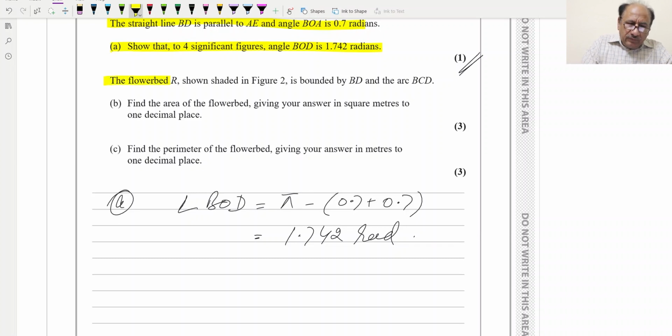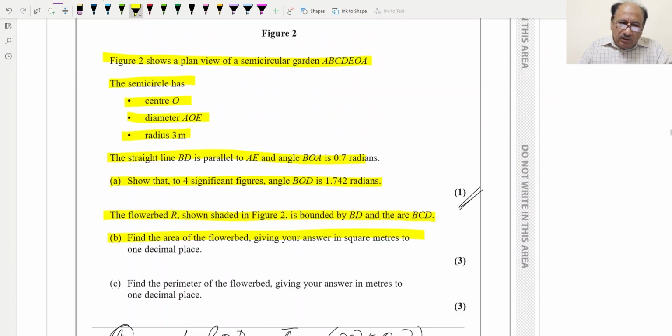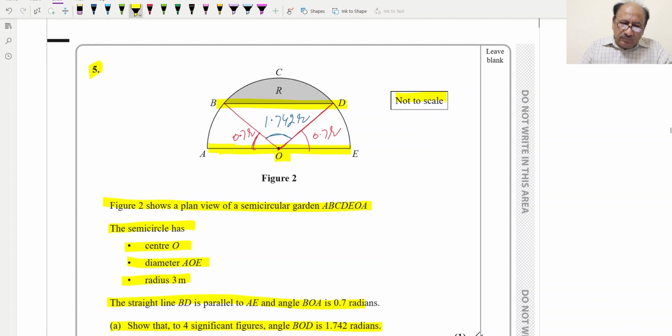Now for part B, the flower bed shown shaded in figure 2 is bounded by BD and arc BCD. Find the area of the flower bed, giving your answer in square meters to 1 decimal place. So area of a sector, this will be sector BOD.